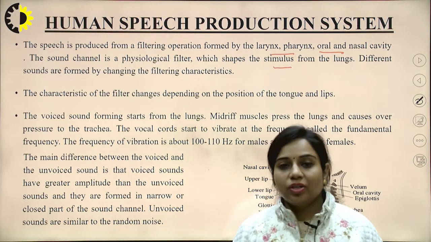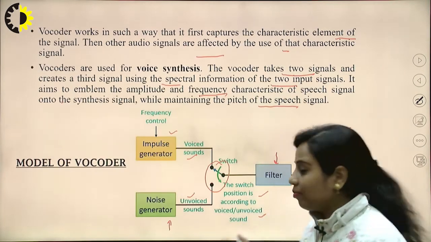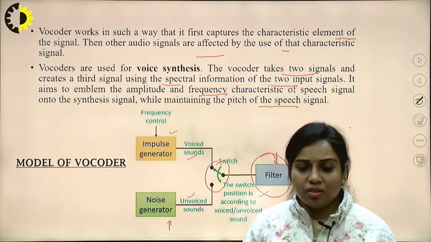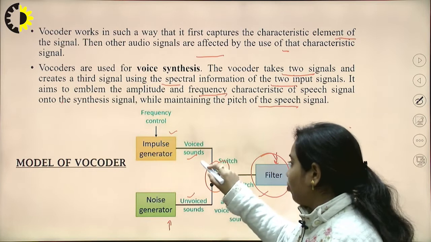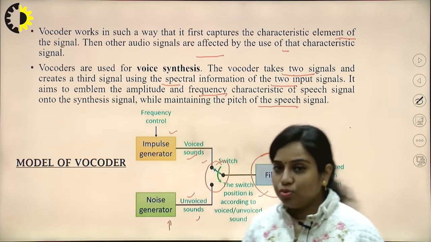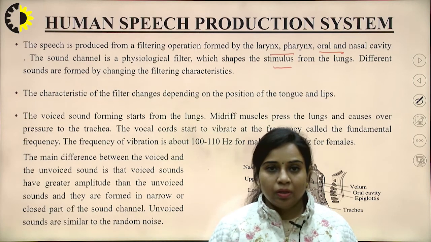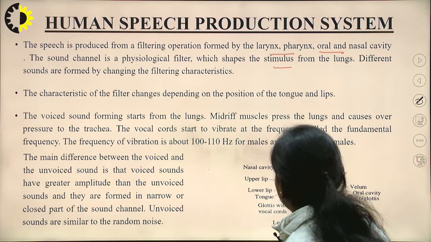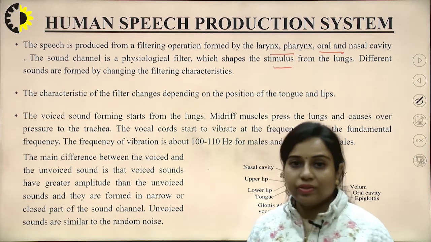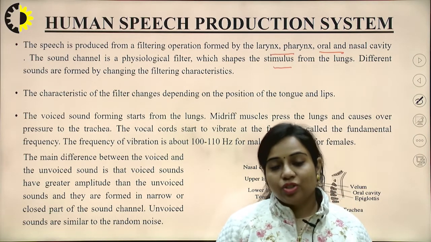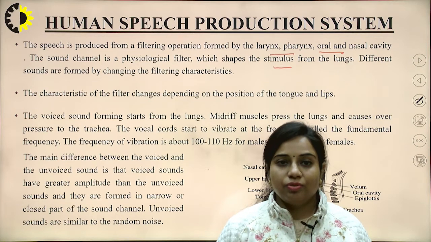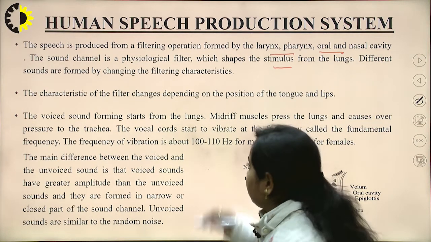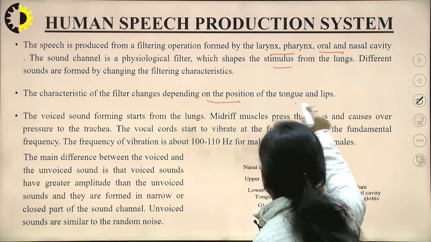So whatever filter you are using, as you have seen in this diagram, which is going to separate the voiced and unvoiced data and will be used to synthesize the system, you have to use a good quality filter. By changing the characteristics of the filter, like its cutoff frequency or the range of frequency that it can filter out, the output will change. The characteristics of the filter change depending on the position of the tongue and lips.